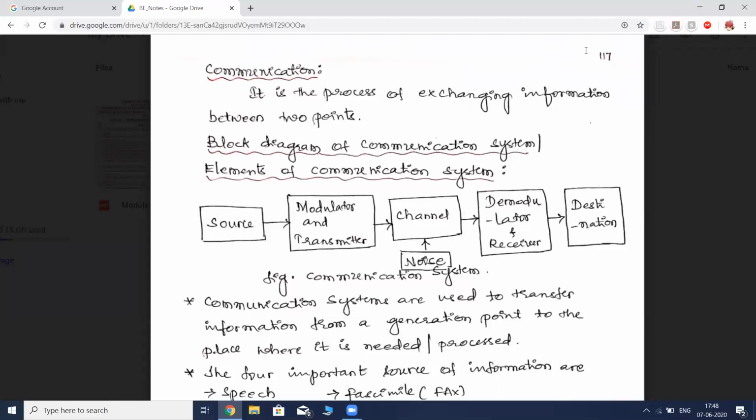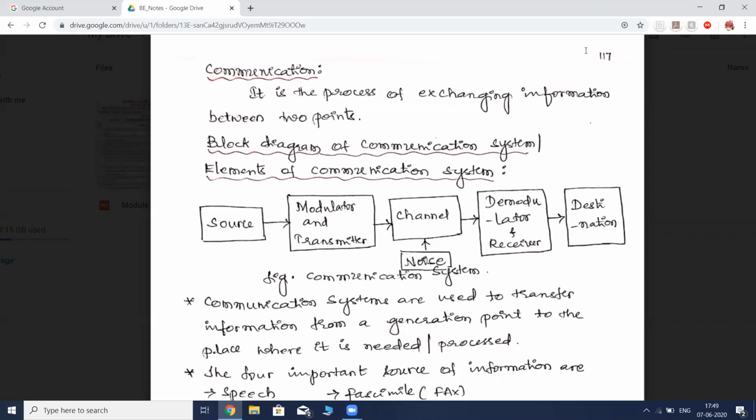Now in order to see how the communication is taking place, we need to discuss the mobile unit. So how does mobile communication take place? Before going into that, let us see the block diagram of the communication system, which is also known as the elements of the communication system. Our elements of the communication system are shown in this block diagram.